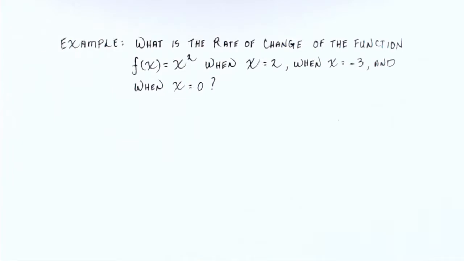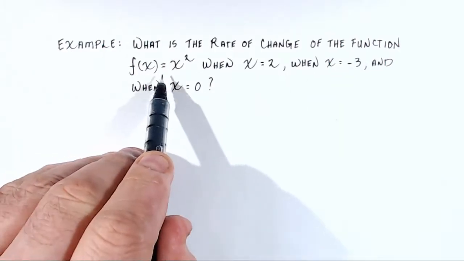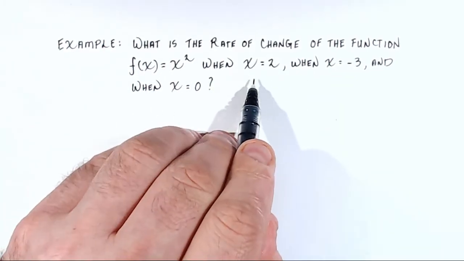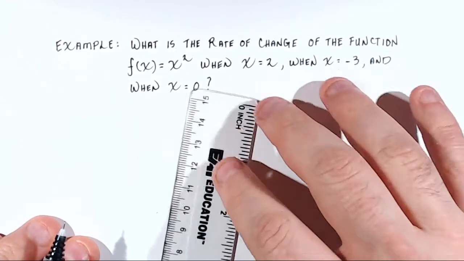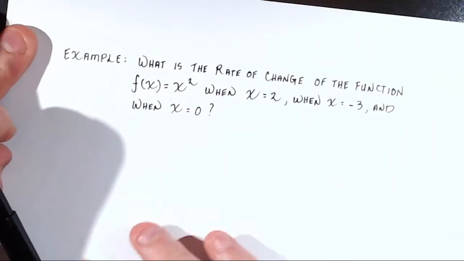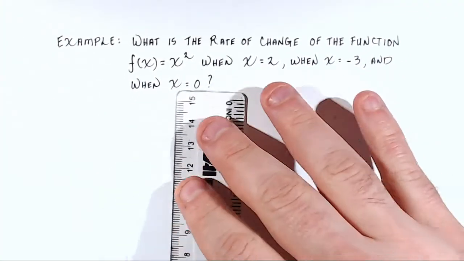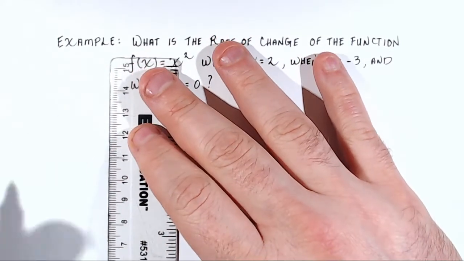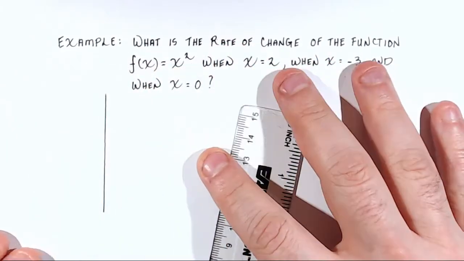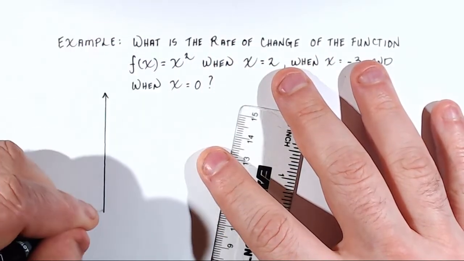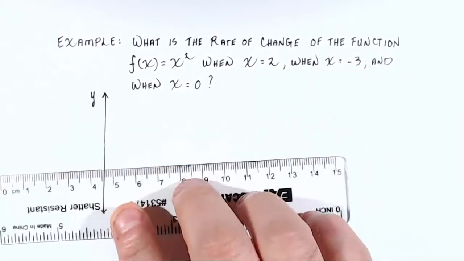So this seems like a very reasonable question to ask in algebra. What is the rate of change of the function f of x equals x squared when x is 2, -3, and 0? So first, let's draw a little sketch. We'll sketch in the graph of f of x equals x squared. So let me draw this in. It's just a sketch, and it's not intended to be a perfectly accurate rendering.